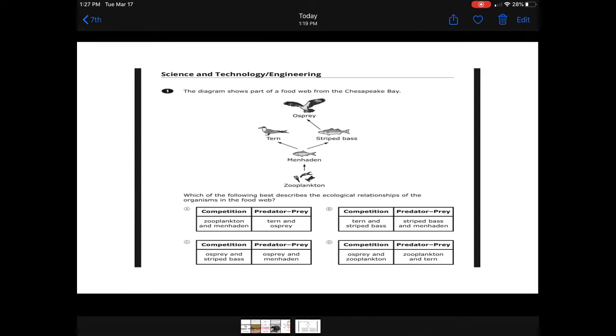So for example, there's no E, so I'm gonna say E. I got letter E because blank. This relationship is competitive and this relationship is predator-prey. I know this because a competitive relationship is blank and a predator-prey relationship is blank.